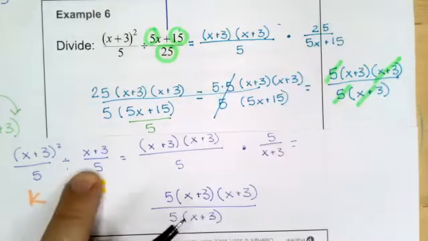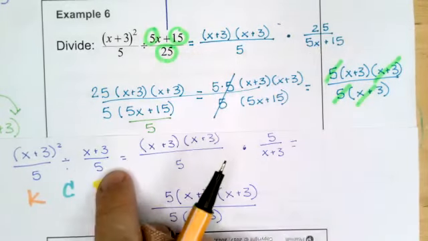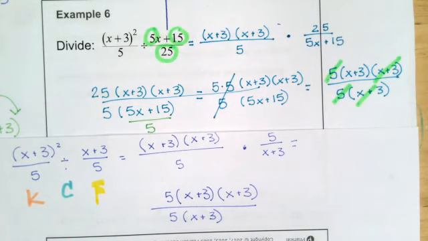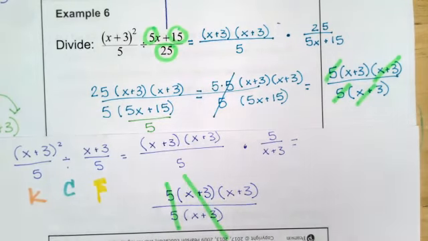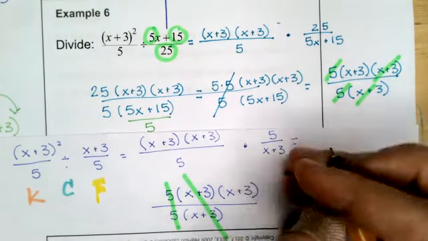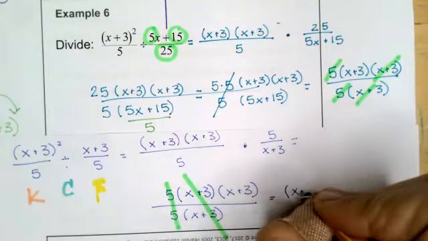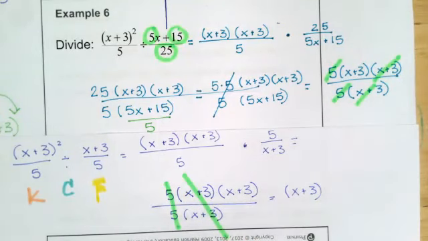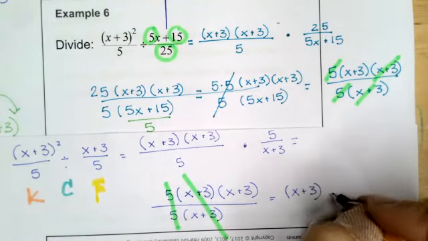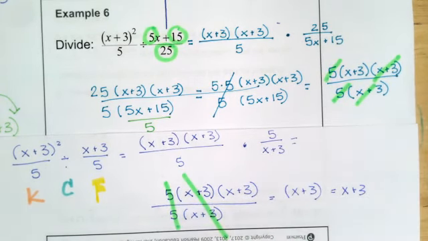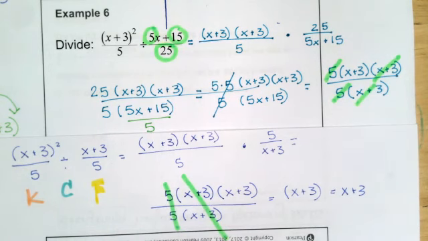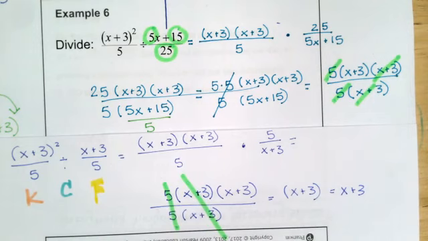Now, because we did that work in the beginning, we changed this to this in the beginning, you can very easily see that I will be canceling the 5s, and I'll be canceling the x plus 3, and I am just left with x plus 3. Don't need parentheses. You just say x plus 3. Good. And we will do one more example of division and then kind of a word problem.